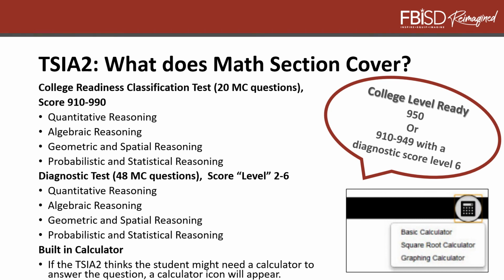The math section of the TSIA has 20 questions. Those 20 questions will be quantitative reasoning, algebraic reasoning, geometric and spatial reasoning, probabilistic and statistical reasoning. If a student scores well on the first 20 questions, that's all the student will receive. If the student goes into the diagnostics section, there will be 48 additional multiple choice questions that will go over the same type of information.